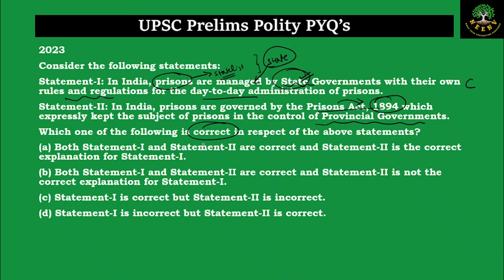Statement number 2. In India, the prisons are governed by the Prisons Act of 1894, which expressly kept the subject of the prisons in the control of the provincial government. If you see the year here, this is under the British government, the act which came. So yes, in India, the prisons are governed by the Prisons Act of 1894. Under the British government, the power was given to the provincial governments to manage the prisons. Even after independence, the same continued, and it is with the state governments now. So this statement is also correct, and statement 2 is the correct reason for statement number 1.